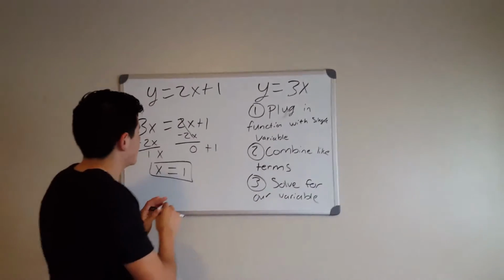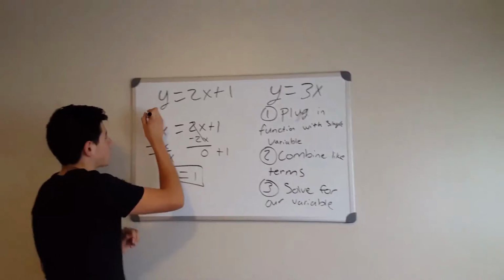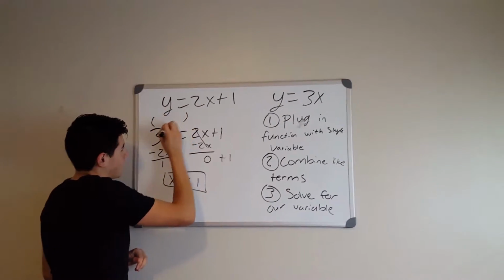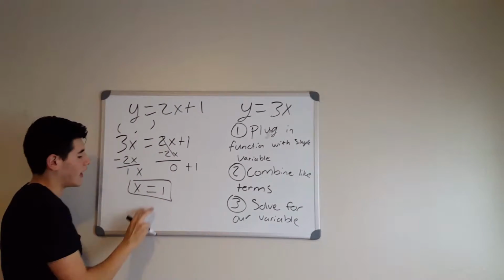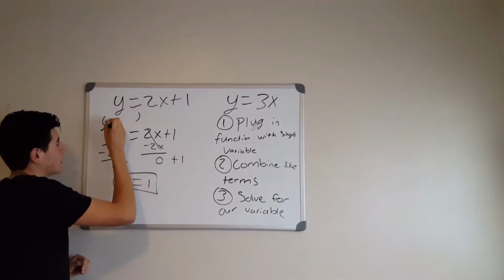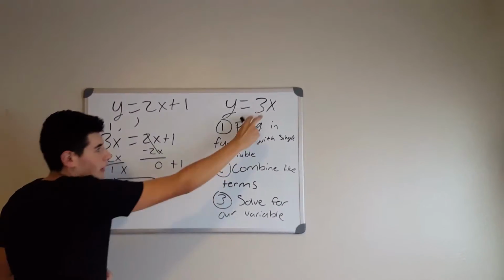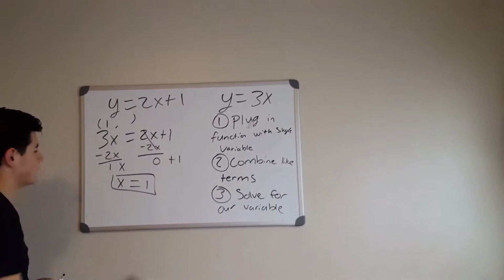Wow, I'm out of space here. What I'm going to be doing is I'm going to put the ordered pair right here. It's always x comma y. Since we already have our x, I'm going to plug it in. 1. Now we're going to try to find y. So let's do that.